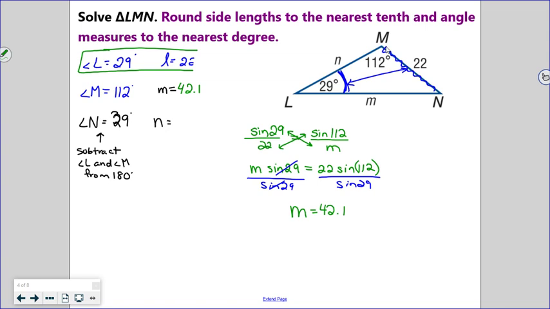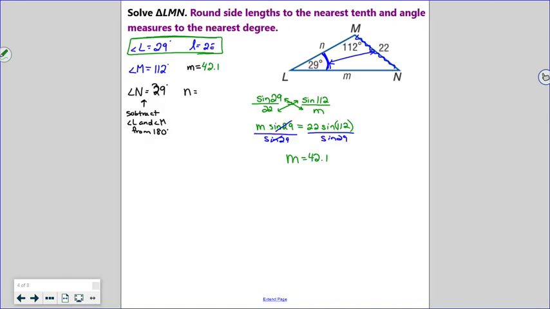Guys, I know we now know this side length, but it is rounded, correct? It did not come out to exactly 42.1 on your calculators. We rounded it. So when I can avoid using a rounded number, I will, because it can impact further problems. What do I mean by that? We still need to solve for side n. I am going to continue to use what they gave me initially because that is not rounded. And so I'm not going to use the m angle and side, because m's side was rounded. So I'm going to continue to use the ratio of L over L, so sine of 29 over 22.